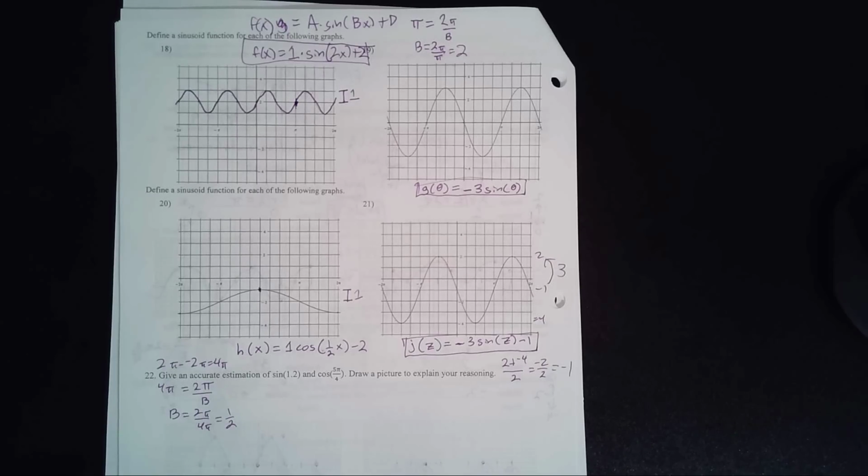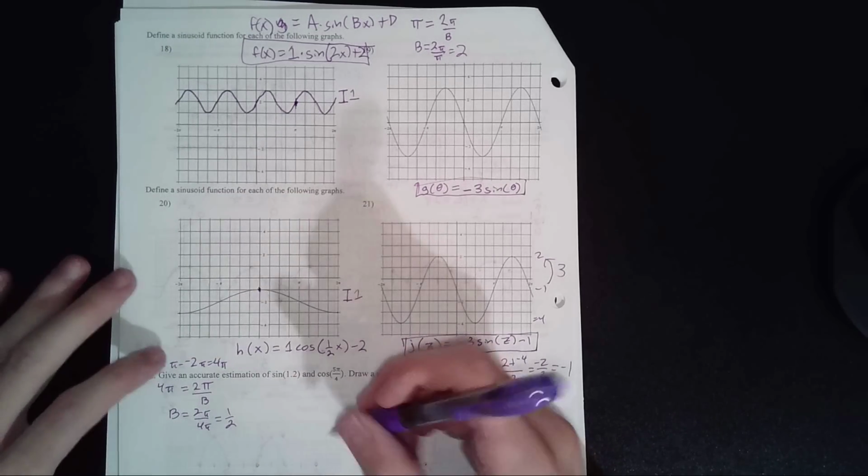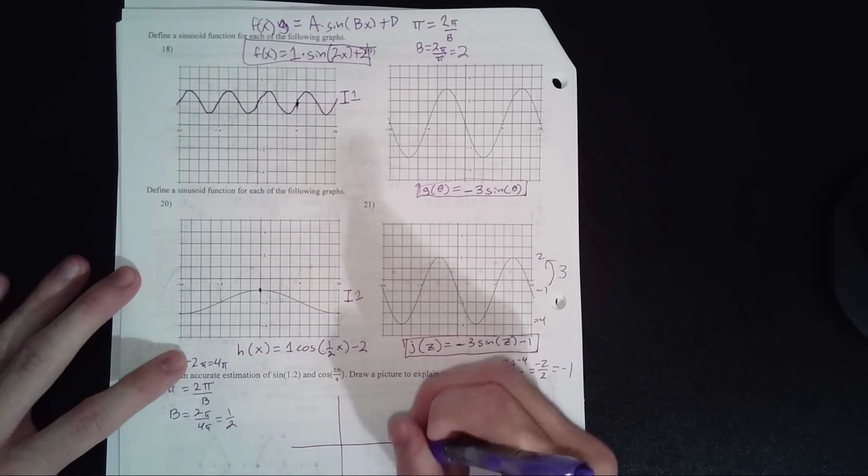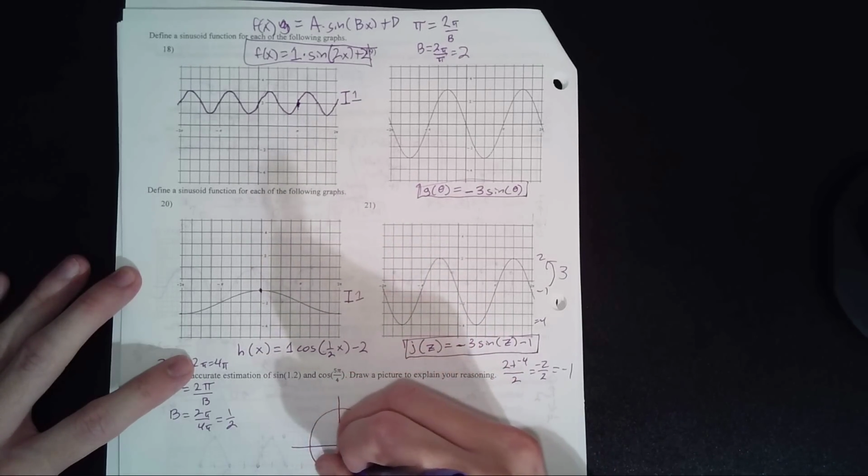Next up, number 22. Give an accurate estimation of sine of 1.2 and cosine of 5 pi over 4. Draw a picture to explain your reasoning. So on this problem, the sine of 1.2 is asking for the sine of 1.2 radians. So drawing a cute little circle here on a coordinate plane.